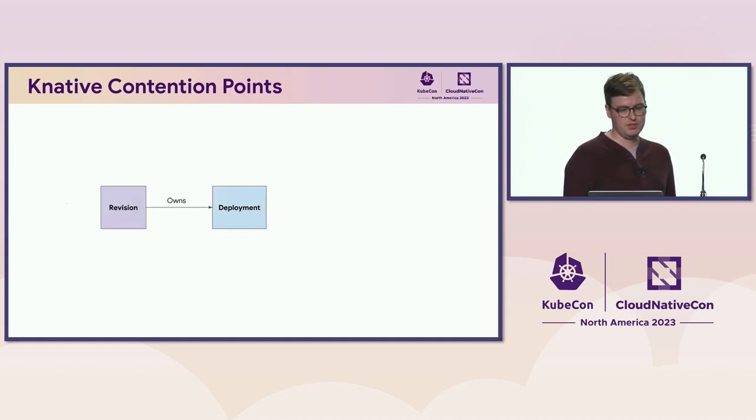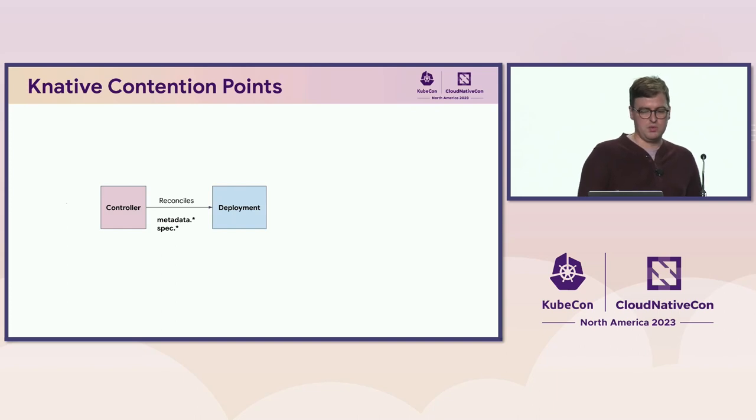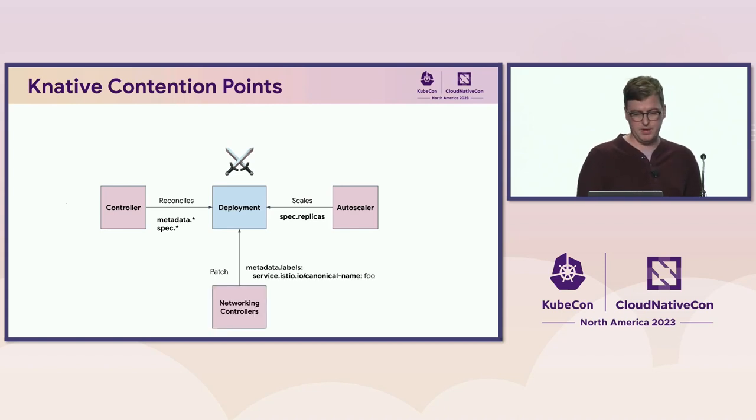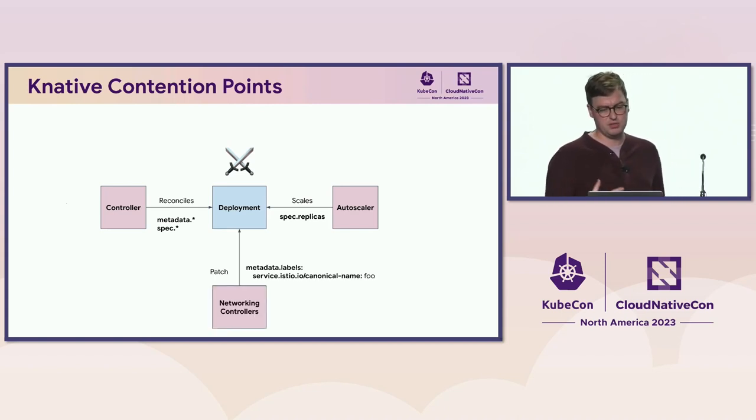We have a Revision that owns the Deployment. What does that mean? It means the controller reconciles the Deployment, and it owns the metadata and the spec. But hey, we have an autoscaler. It needs to be able to set the replicas. And we also have some networking controllers trying to set some labels.